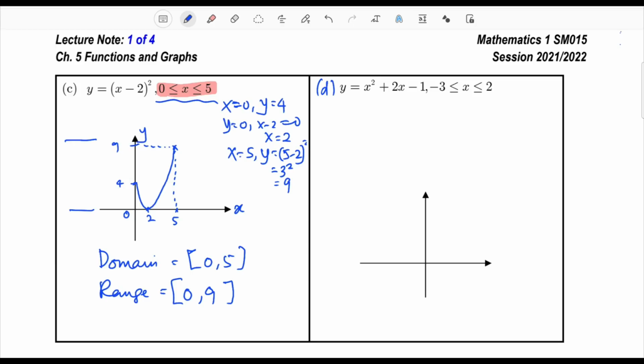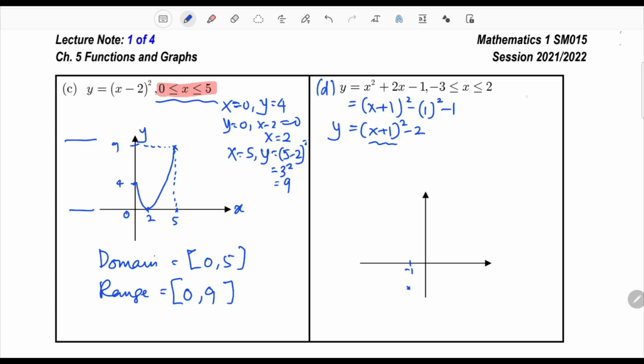Right, look at D. y equals x squared plus 2x minus 1. Let's do completing the square first. So x plus 1 in brackets squared minus 1 squared minus 1, so we have (x plus 1) squared minus 2. The line of symmetry will be at x equals negative 1. So this is your negative 1. When x is negative 1, y is negative 2.